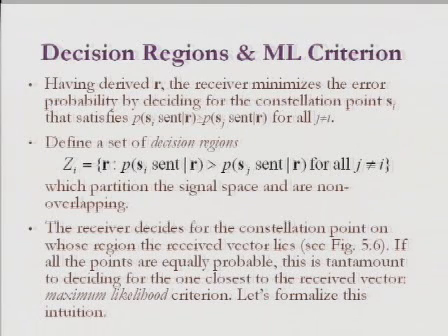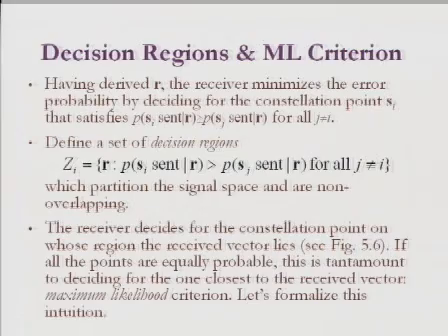But it's intuitive, right? So in any case, I take a received vector, say my received vector was here. The closest point is here, so I'm going to choose this point. Now, this is only true if the 4 points have the same probability. Otherwise, I can't say.